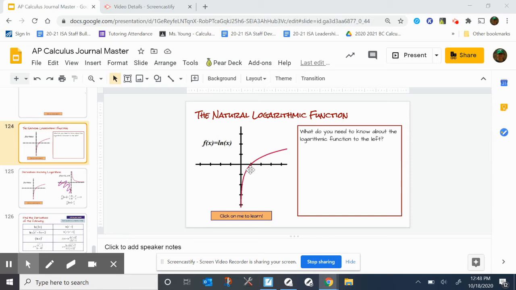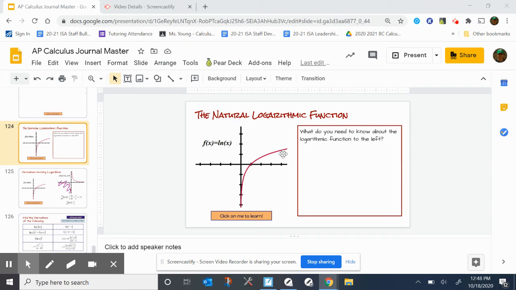The limit as x approaches infinity of the natural log of x is also infinity because it does go up forever, just not very quickly. Some other things to know about it is that it always has a positive slope. So if I asked about the first derivative for the natural log of x, I would say it's greater than 0. It is concave down.